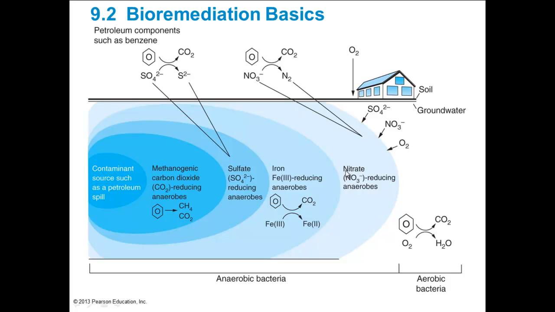The next region to be stimulated is nitrate-reducing anaerobic organisms. In this case, nitrate is reduced to nitrogen gas. Carbon dioxide and water are also formed. Then the next region, as we get closer and closer to the contaminant source, is iron-reducing organisms. They reduce iron 3 to iron 2. They also produce carbon dioxide and water. Next are the sulfate-reducing organisms. They convert sulfate to elemental sulfur, and carbon dioxide is produced in the degradation of benzene.